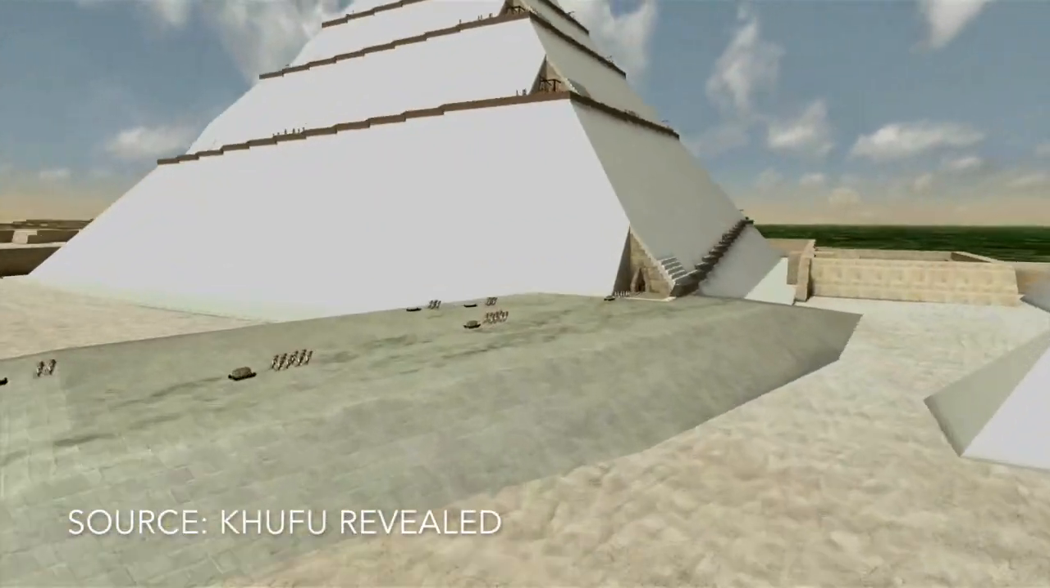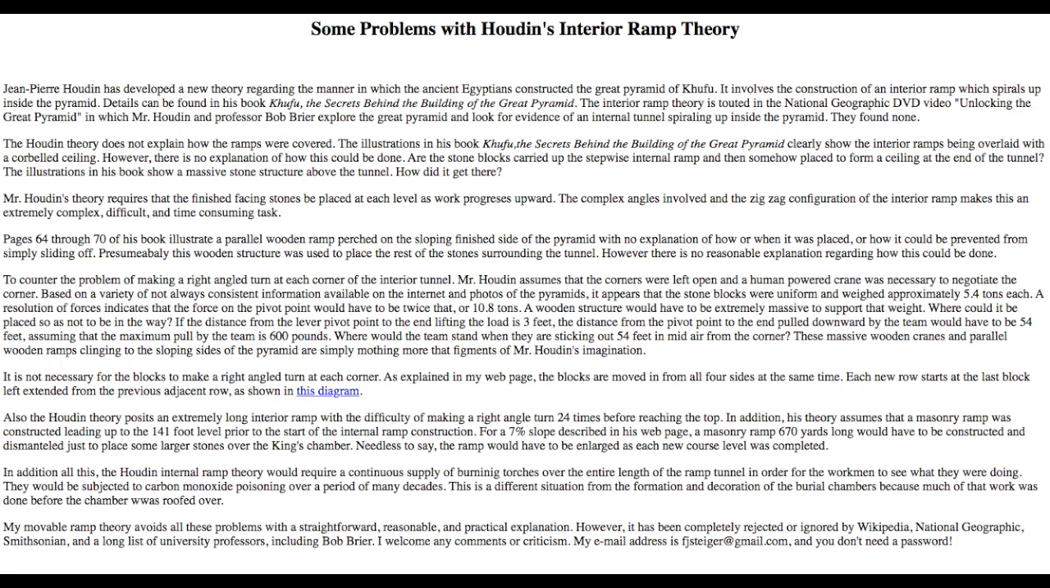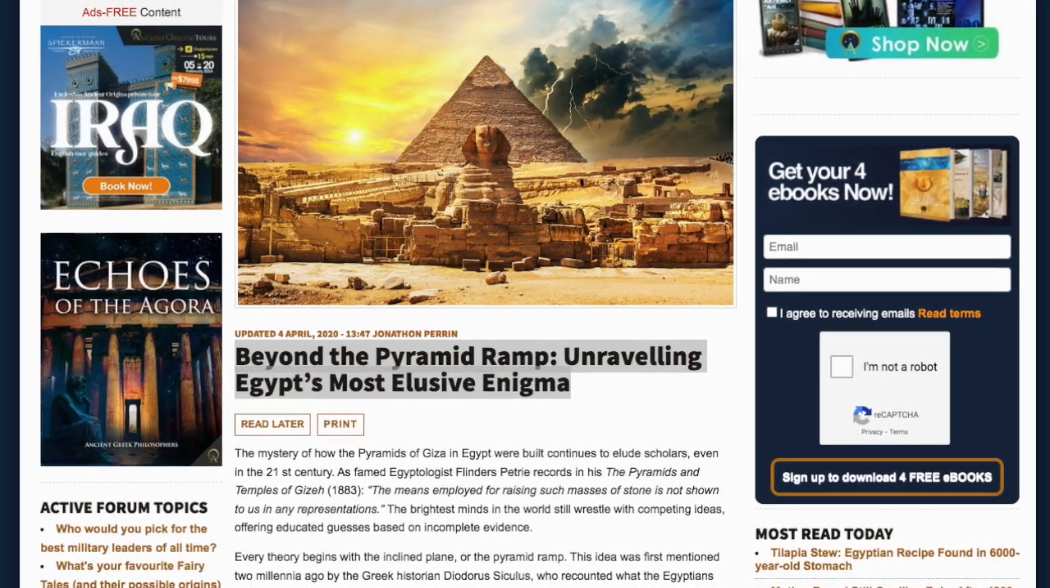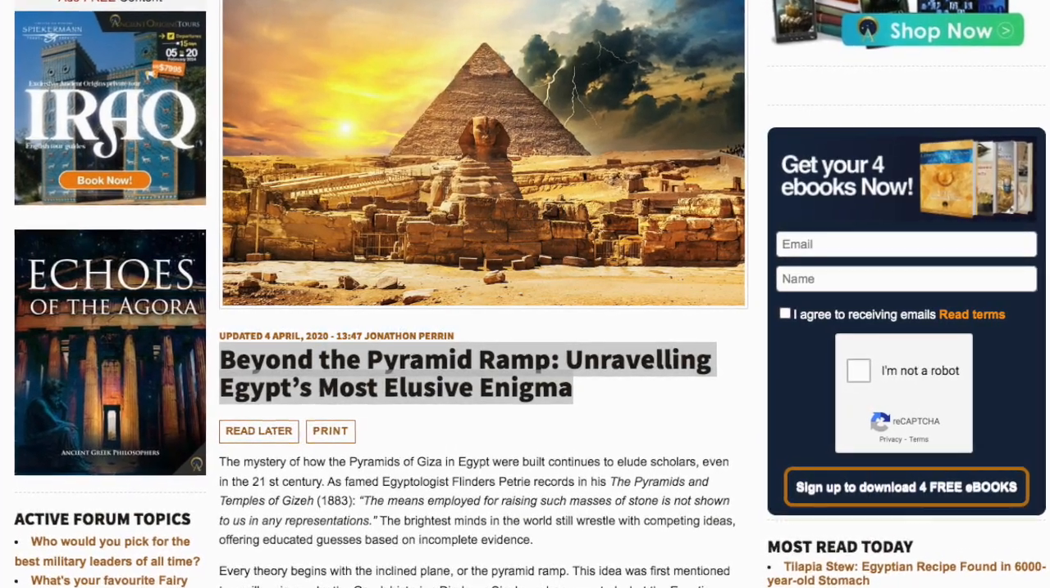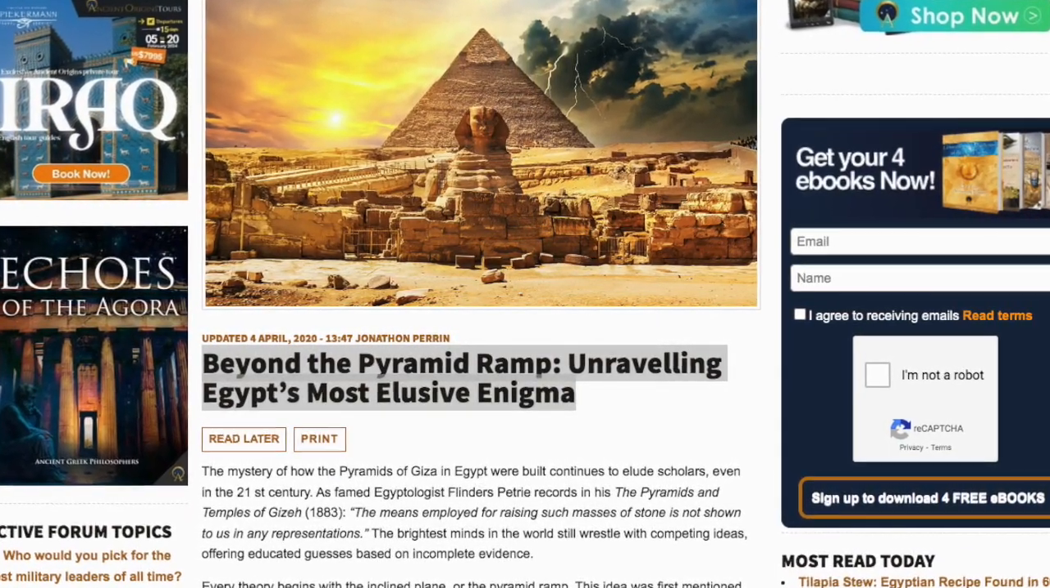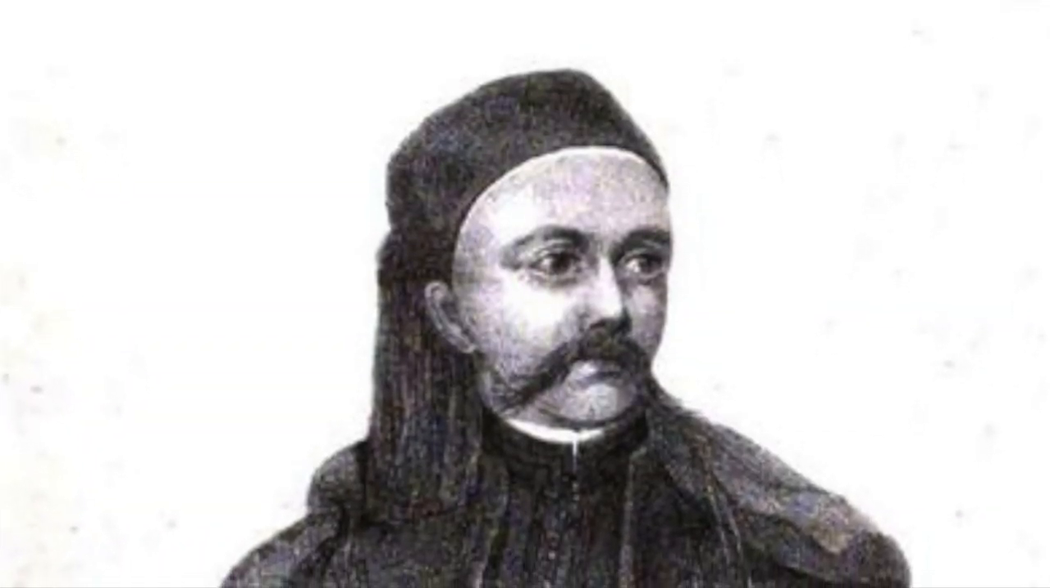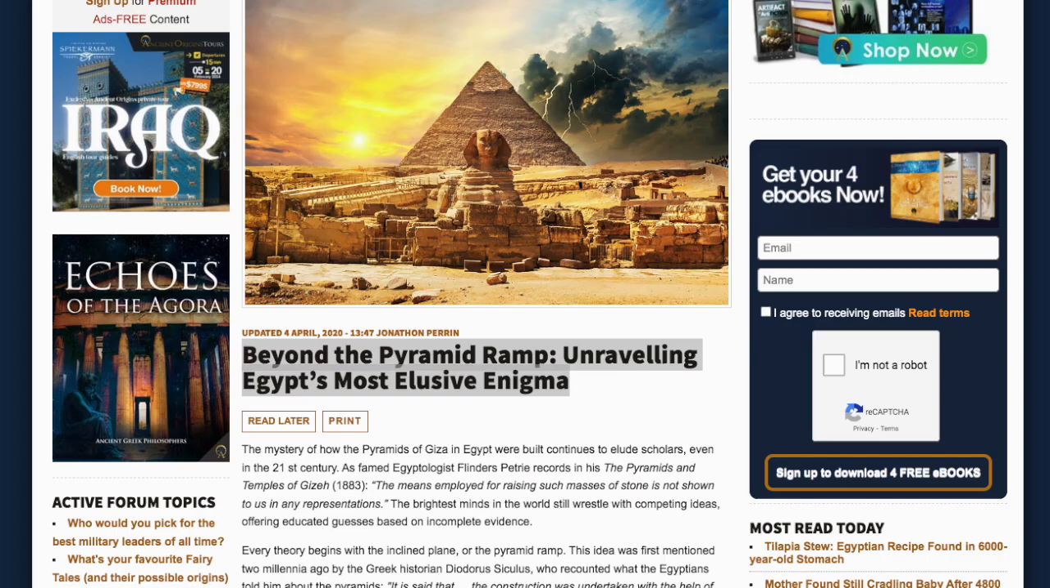He also addresses how the internal ramps were lit. Were the men pushing and pulling stones up inside the internal ramps in darkness, or were there torches in use? In an Ancient Origins article on the various potential pyramid ramp systems, Jonothan Perrin, no, not the John Perrin you may be thinking of, addresses the internal ramp theory from Houdin.